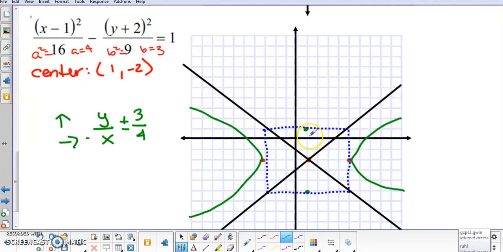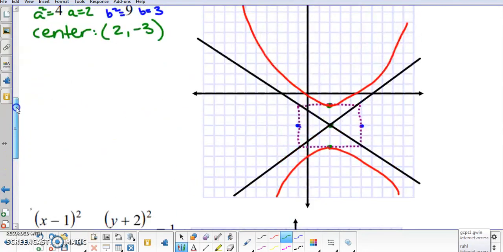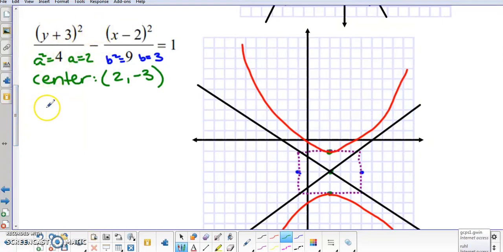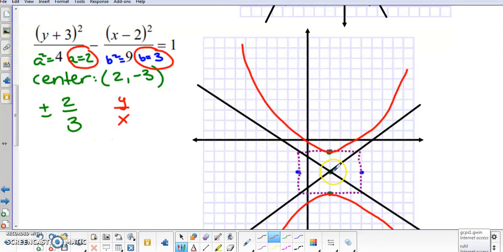And I can double check. 1, 2, 3, 1, 2, 3, 4. If I start right here at my center and count up using my slope, I go up 3 over 4 and I hit my next point. Okay? Let's do the same thing right up here. Here, it's going to be plus or minus 2 over 3, because I'm taking this number since it's underneath my y, and putting it over this number because that's underneath my x. So it's always y over x, plus or minus 2 over 3. Again, I start at my center and go up 2, right 3, and there you go. I hit my next one.